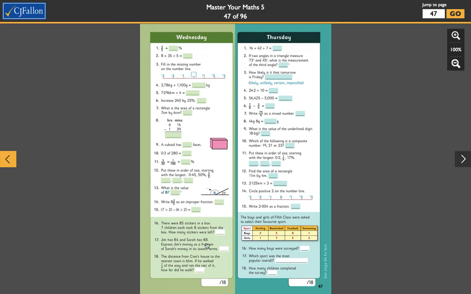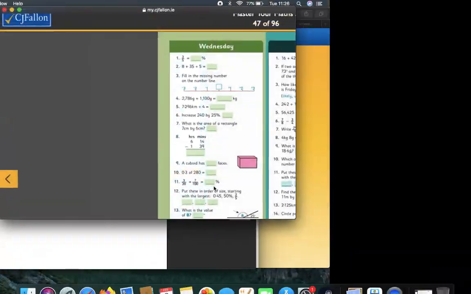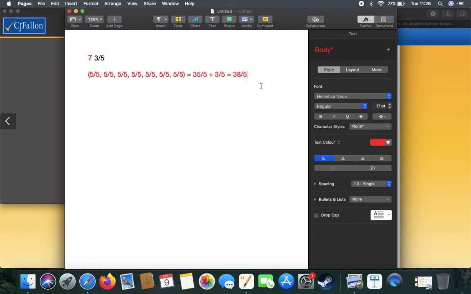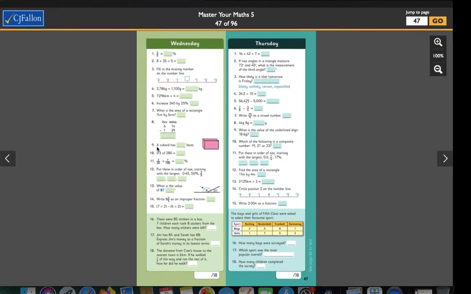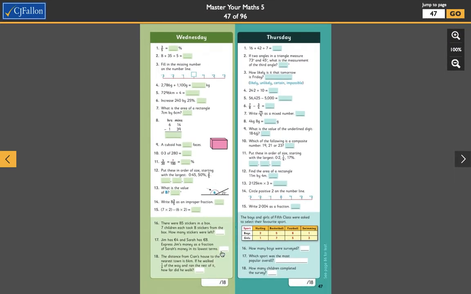Jim has €4, Sarah has that. You're expressing Jim's money as a fraction of Sarah's money. So just, I think people left that undone. For example, let's just take 2 other amounts. I have €10, you have €15. If I want to express my money as a fraction with your money, it literally is 10 over 15, the smaller amount over the larger amount. And simplify if you can.